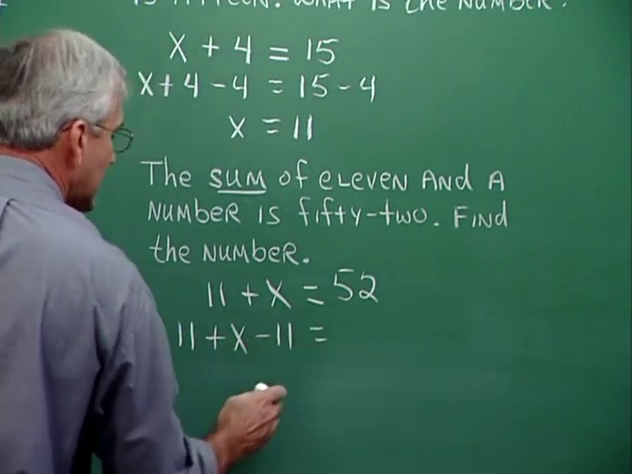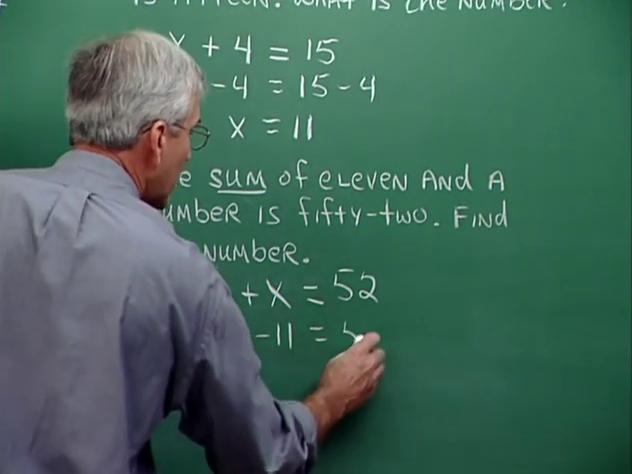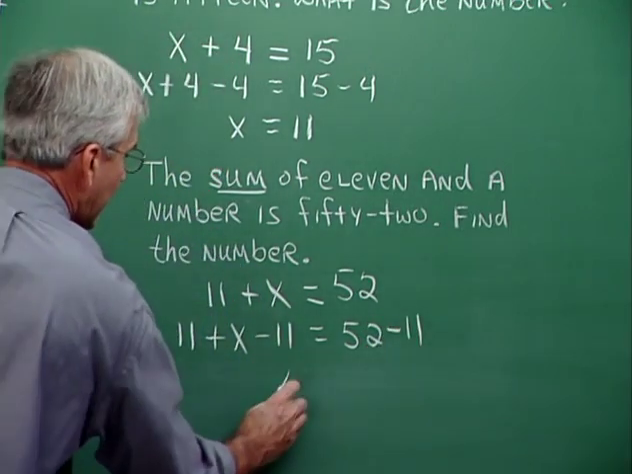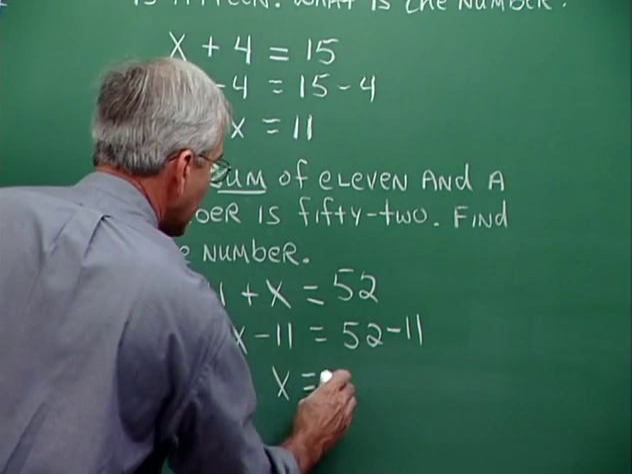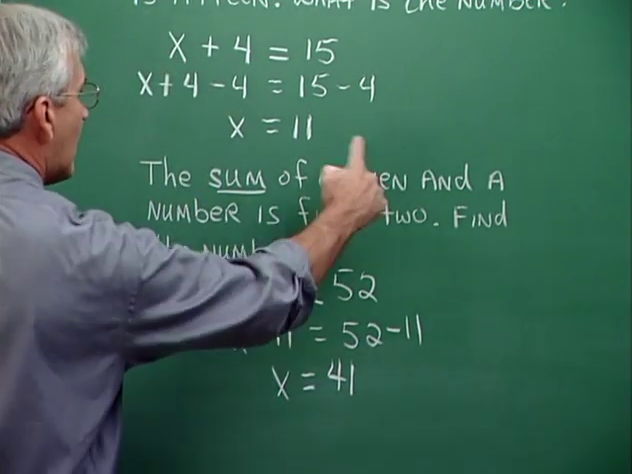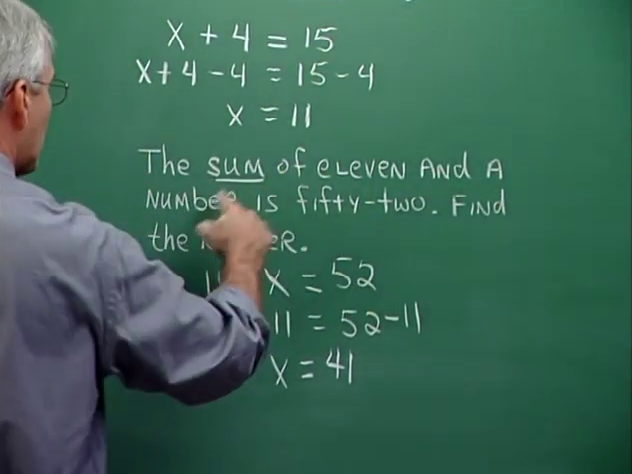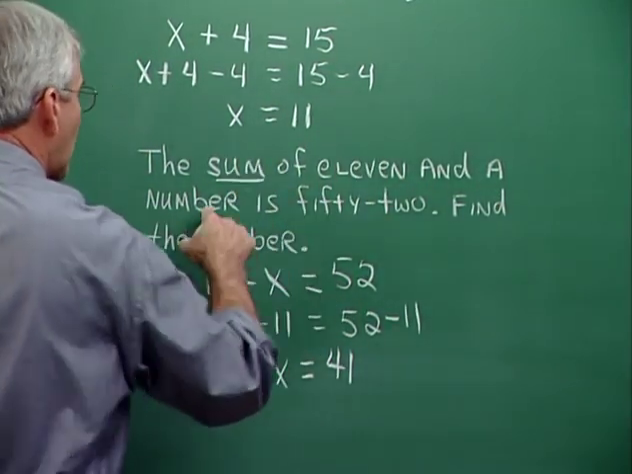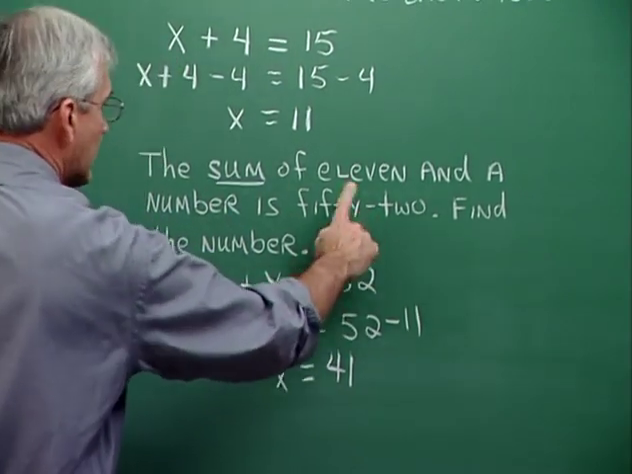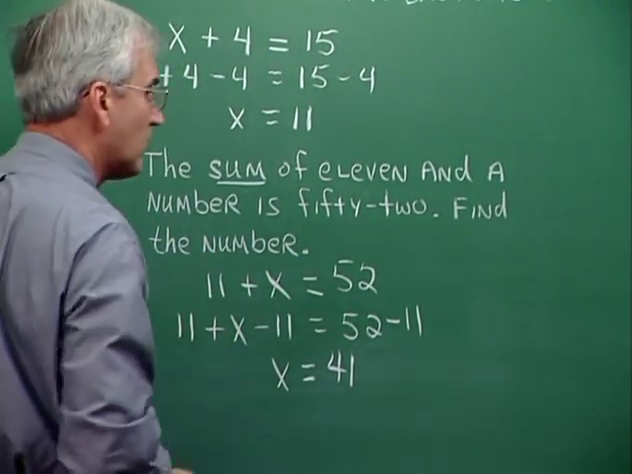So we bring down the left side and show that we're subtracting 11. We bring down the right side and subtract 11. The 11s go out here. We have x equals 52 minus 11 is 41. So let's see, the sum of 11 and a number we found to be 41. 11 and 41. Is that equal to 52? Yes, it is. And so we have successfully found the number.